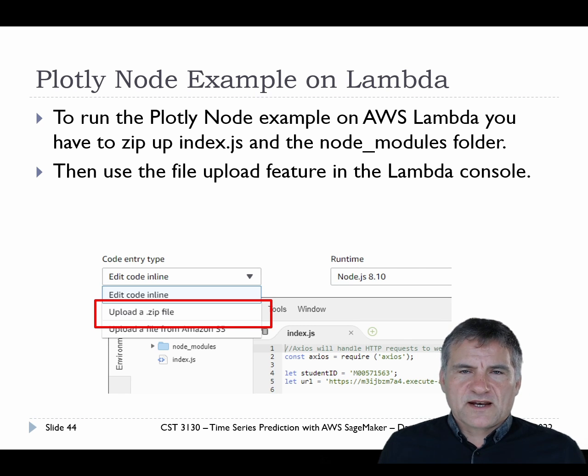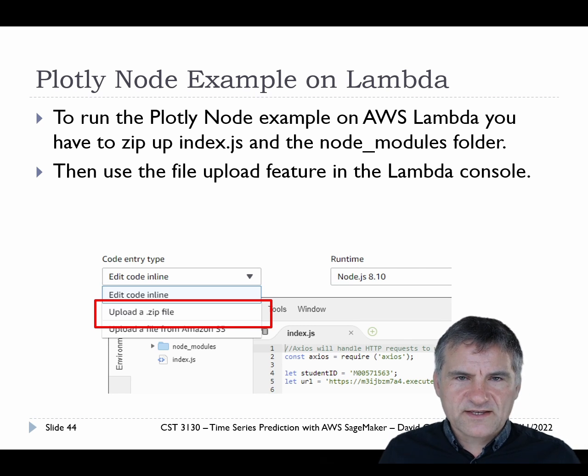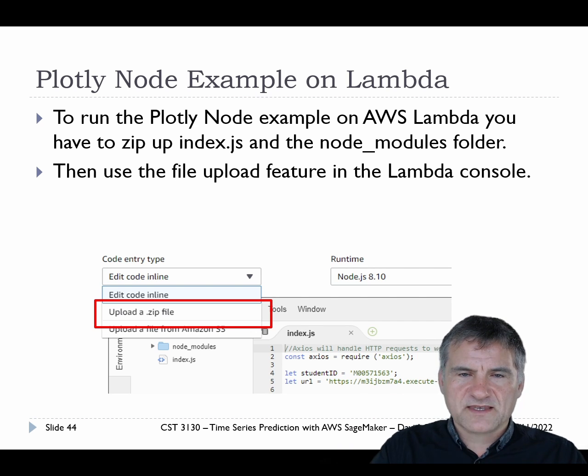Now, if you want to run it locally, it's easy. We just install Axios using npm. You should know how to do all that already. But if we're running it in the cloud, we need to upload the appropriate node modules folder containing the libraries that this code needs to run.